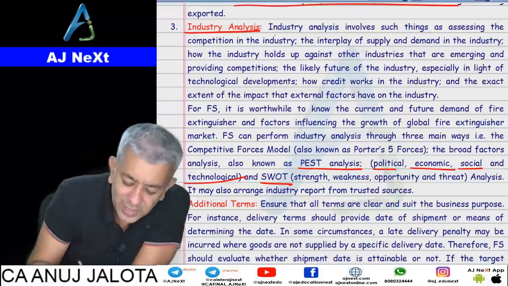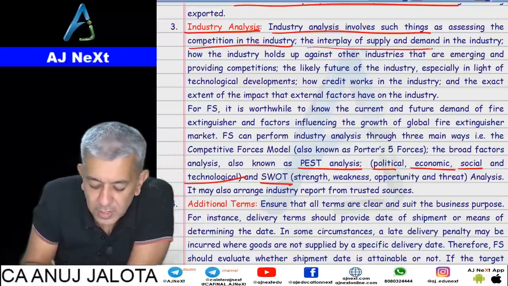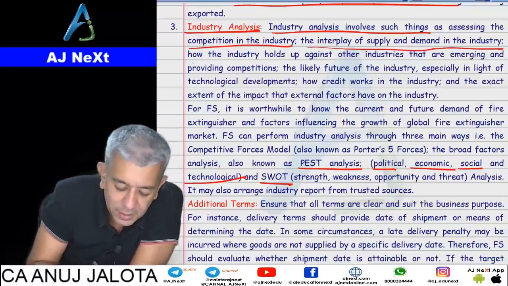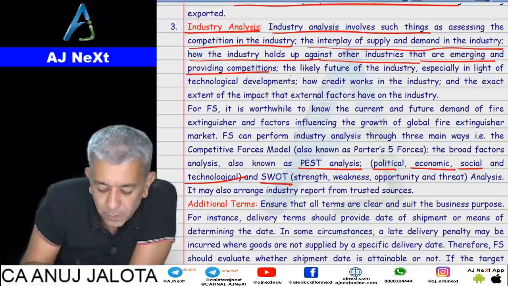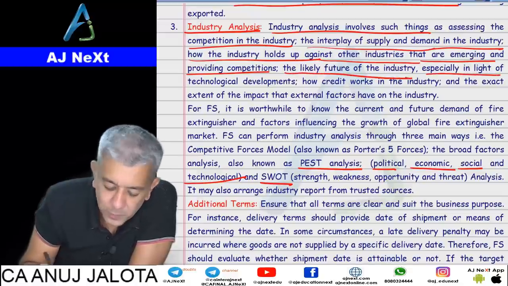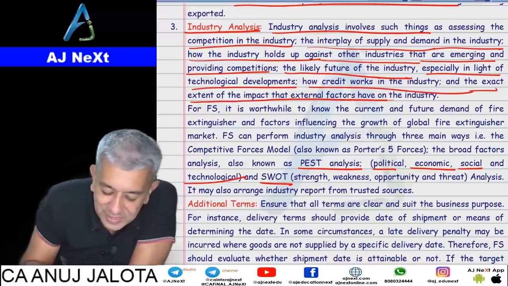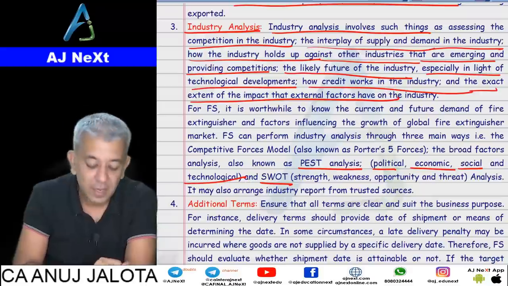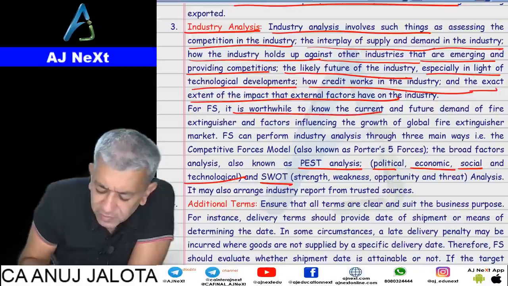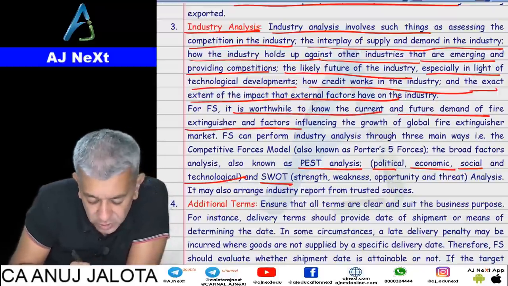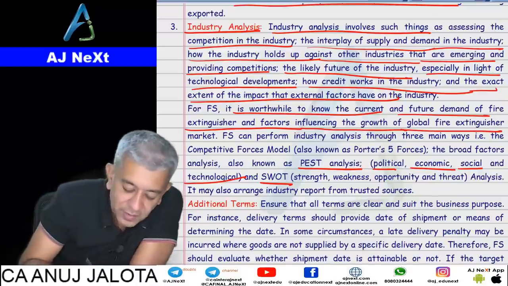So what is written: industry analysis involves things such as assessing the competition in the industry, the interplay of supply and demand in the industry, how the industry holds up against others that are emerging and providing competition, the likely future of the industry, especially in the light of technological developments, how credit works in the industry, and the exact extent of the impact of the external factors that might have on the industry. Further, it will be worthwhile to know current and future demand of fire extinguishers and factors influencing the growth of the global fire extinguisher market.